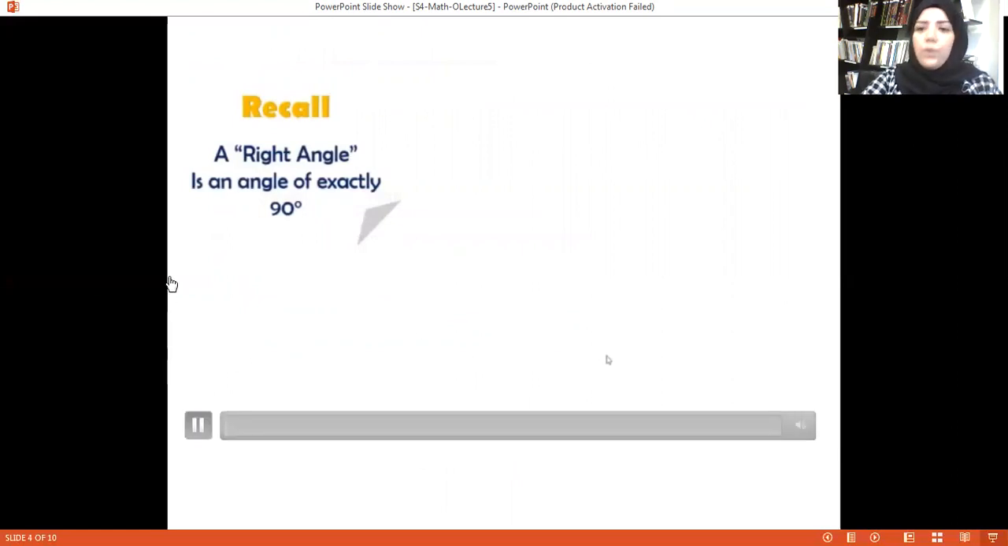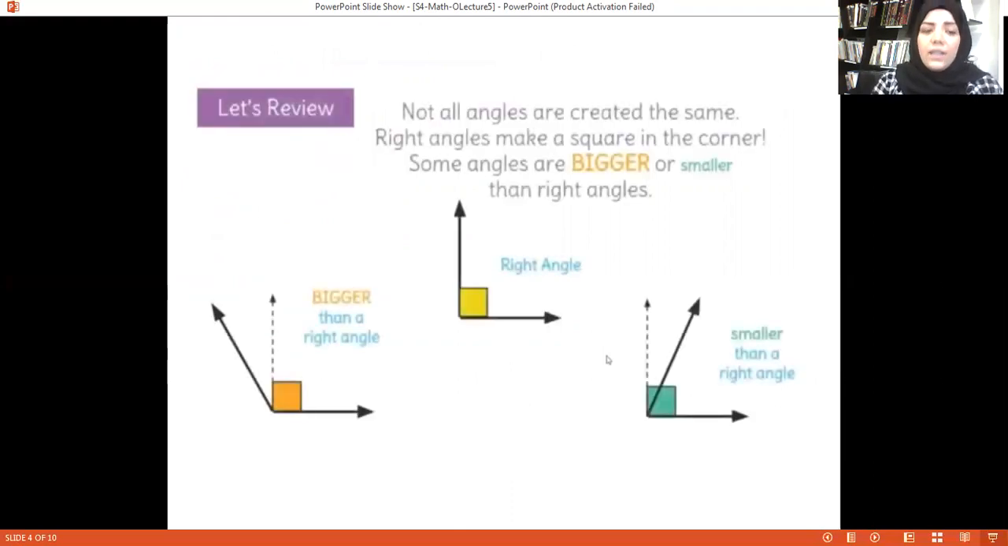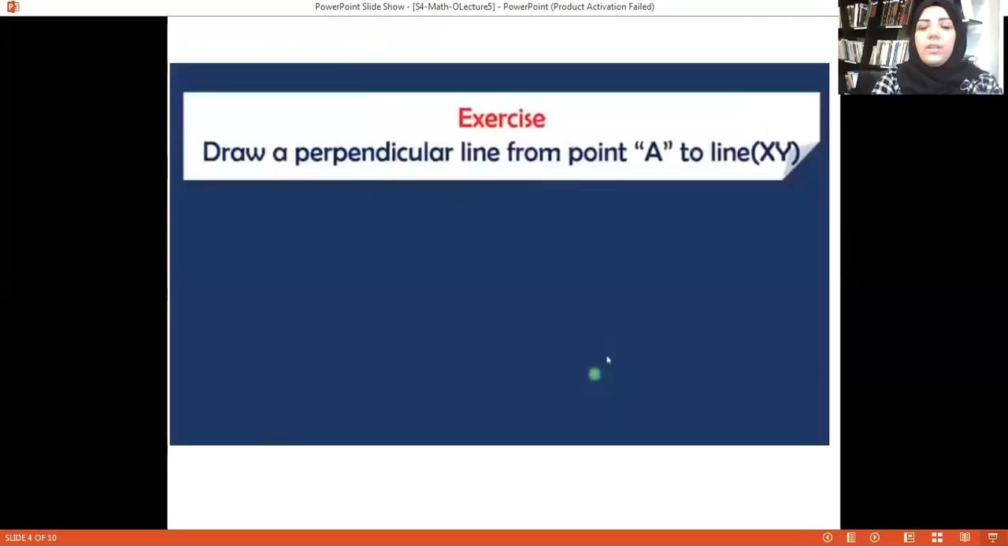So first of all, we need to remember, what does right mean? A right angle is an angle that measures 90 degrees, and some of the angles are bigger than a right angle, and some of them are smaller than a right angle. The bigger we call obtuse angle, the smaller we call acute angle, and the angle that makes 90 degrees, we call a right angle. We see a box in the corner, which indicates that it's a right angle.